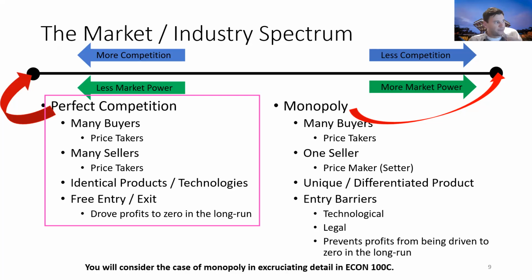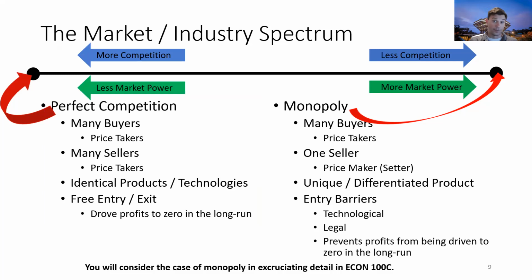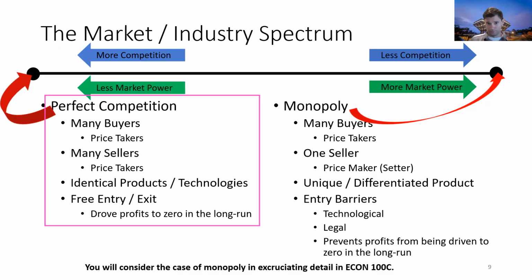You will definitely consider monopoly in what I think is a fairly painstaking amount of detail if you do take the third part of the intermediate sequence. Okay, in that part of the sequence, you look at what happens if any of these assumptions break down. That's really what 100C is about. If any of those assumptions break and we're not in perfect competition, what does imperfectly competitive behavior look like?